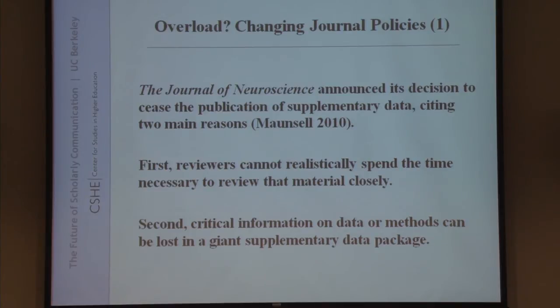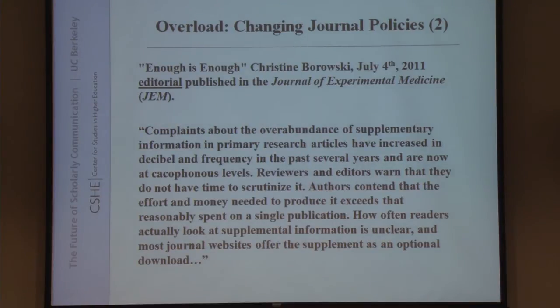I also want to mention some interesting changing journal policies. The Journal of Neuroscience announced its decision to cease the publication of supplementary data, citing two main reasons. First, reviewers cannot realistically spend the time necessary to review that material closely. And second, critical information on data or methods can be lost in a giant supplementary data package.